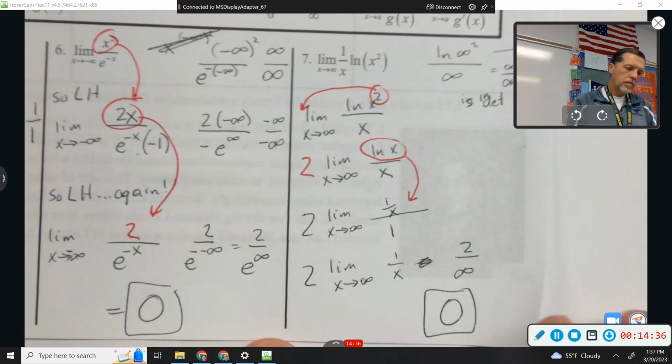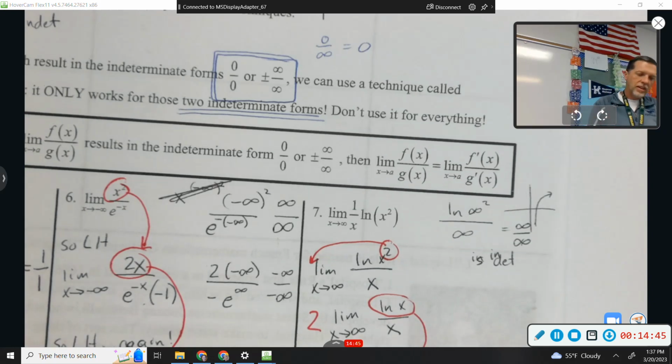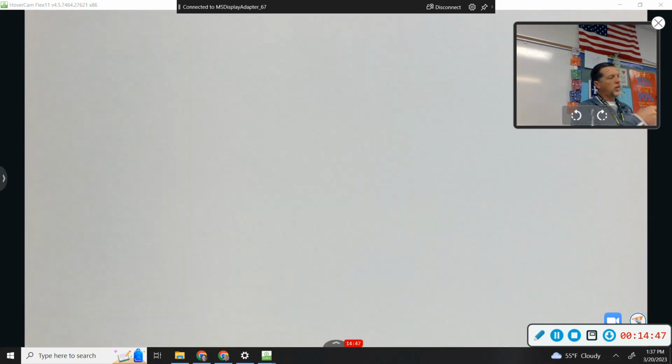Okay. So, L'Hopital's rule: if you got a fraction that's 0 over 0 or infinity over infinity, take the derivative of the top, the derivative of the bottom. Don't get it confused with quotient rule, and try again.